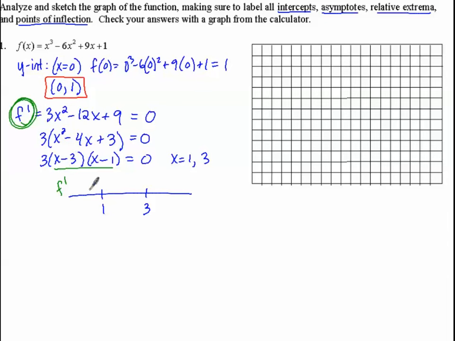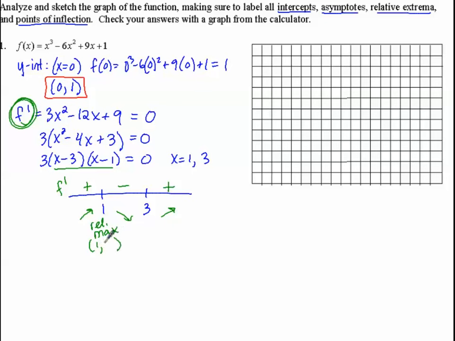Plug in 0, negative, negative, so that looks like a positive. Then between 1 and 3, like 2 gives a negative, and then after 3 gives a positive. So what I know my function will be doing is increasing, then decreasing, then increasing. That's what the first derivative tells me. Because I have no restrictions, I know that I have a relative max at this value. So a relative max is at 1.